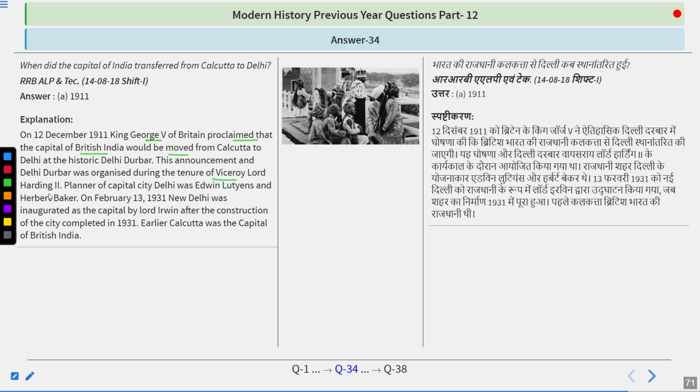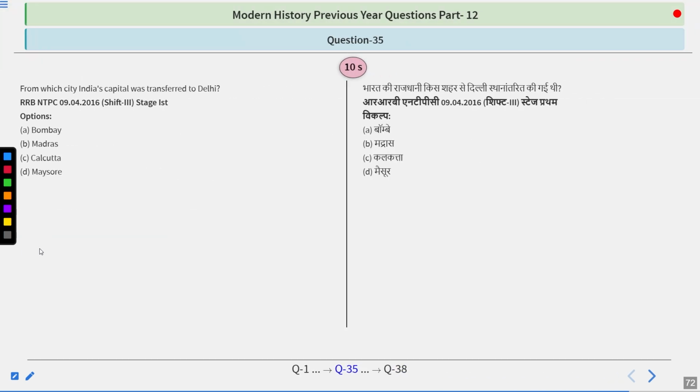Lord Hardinge II was the one on whom, under the Delhi conspiracy, the bomb was dropped. Planner of the capital city Delhi was Edwin Lutyens and Herbert Baker. On February 13, 1931, New Delhi was inaugurated as the capital by Lord Irwin after the construction of the city was completed in 1931. Earlier Calcutta was the capital of British India. So do remember, answer is 1911.